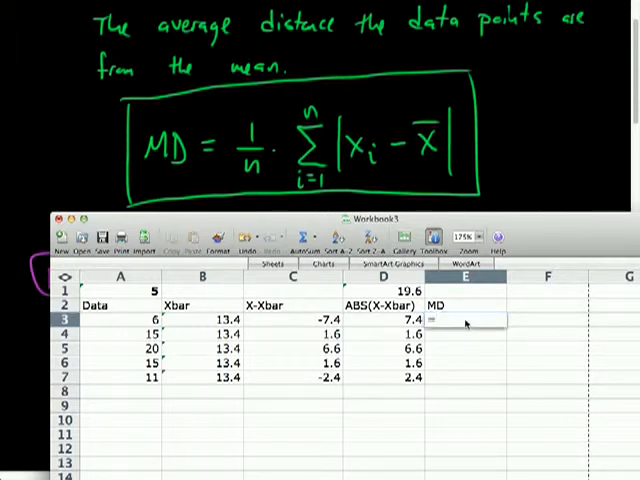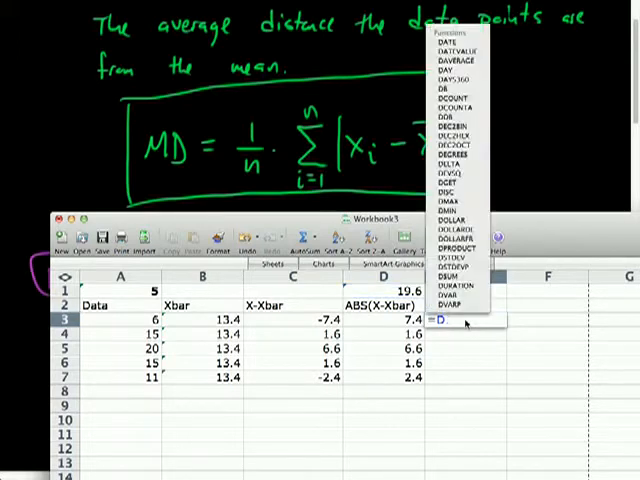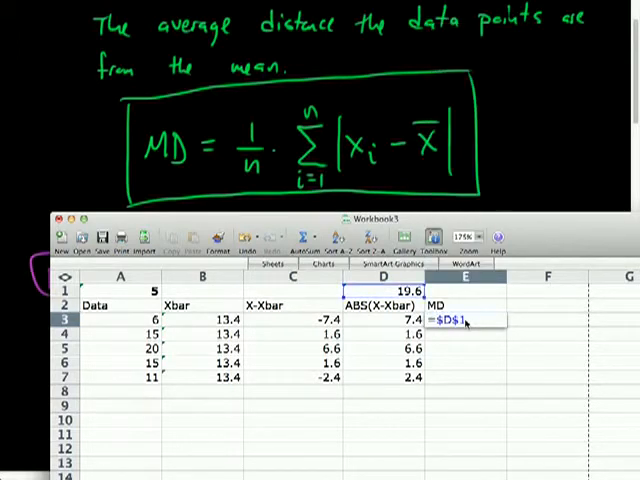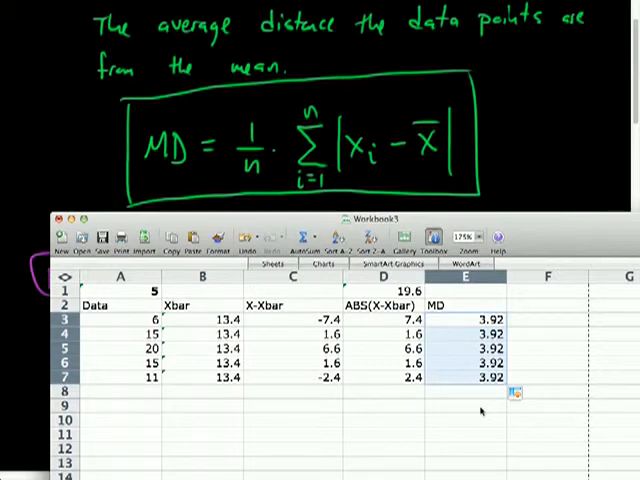So that's going to equal this guy, and I'm going to actually make that an absolute reference. So I'm going to say $D$1 divided by this guy, and I want that to be an absolute reference as well. So when I drag this down, it'll always be the same. So what does 3.92 represent? That's saying that the average distance from the mean is 3.92.